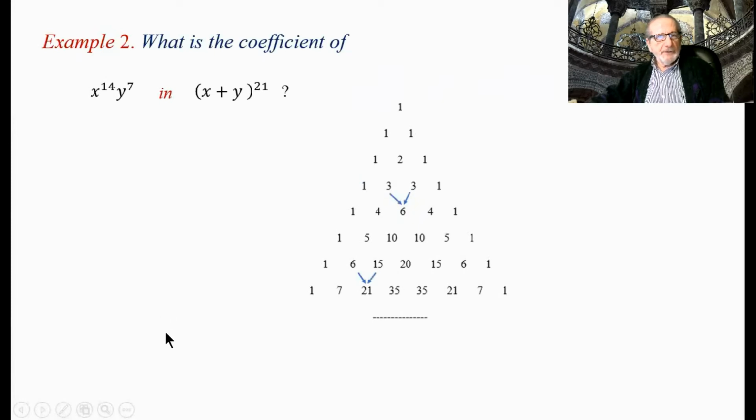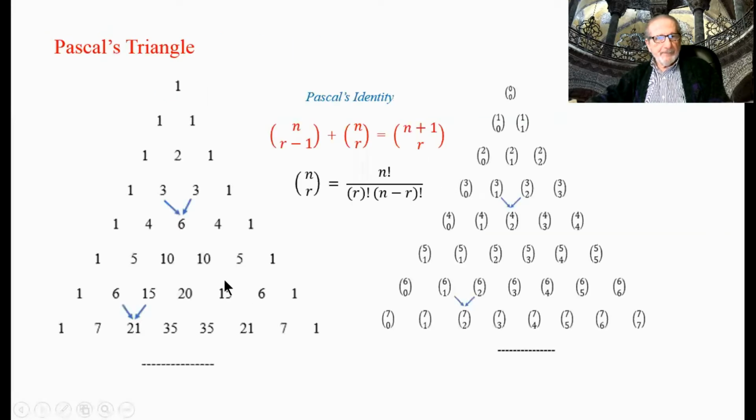Now, question: what is the coefficient of x to the power 14, y to the power 7 when we expand x plus y to the power 21? Now, if you try to use this triangle, you have to go down all the way to line 21 in order to find the coefficient of this term. And that's not really practical, it's almost impossible. But the good news is those numbers here are combinations. So this is Pascal's triangle, and it's also expressed in terms of combinations.